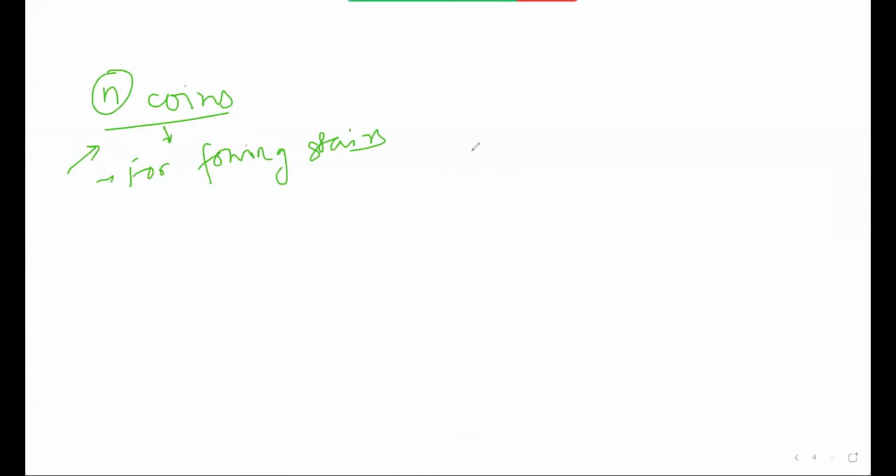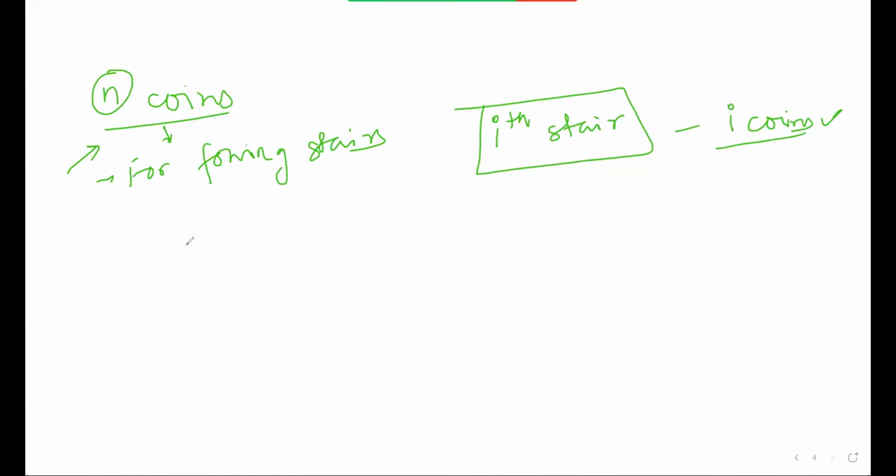So how are you forming stairs? Starting with the ith stair, you need i coins. So that is the logic. You'll start from the very first: you'll use one coin for making one stair. Let us take one example.